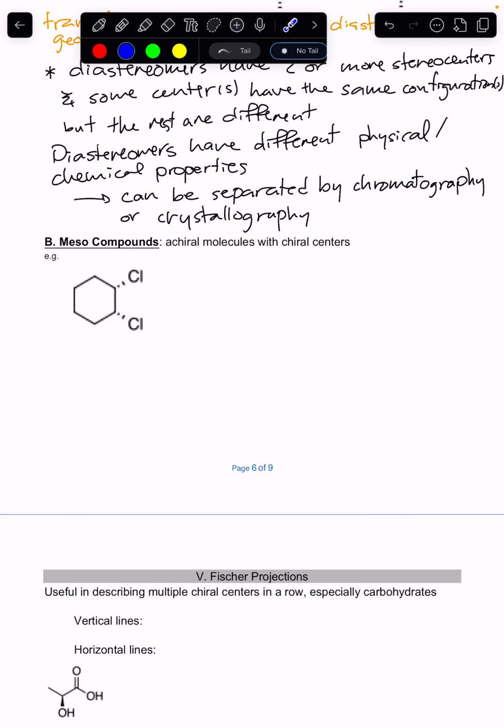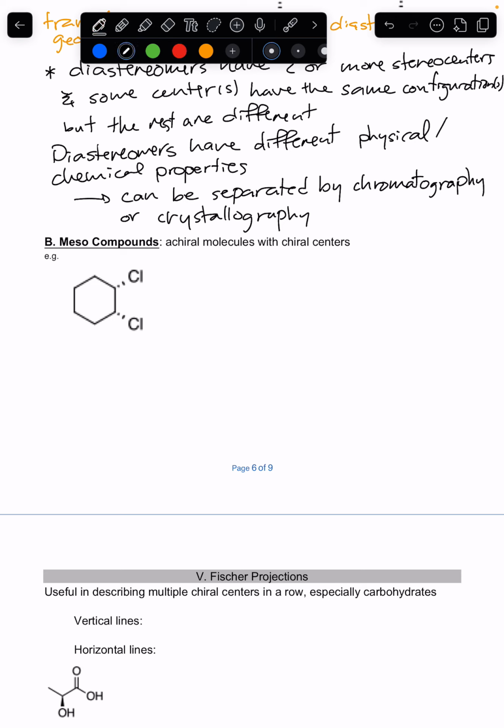But let's think about another type of stereoisomers that are of interest, and those are meso compounds. These are pretty weird molecules that have chiral centers, and yet they're not chiral. They're achiral, as in not chiral. So just because you have a chiral center doesn't automatically make you a chiral molecule or object. Here's a case in point.